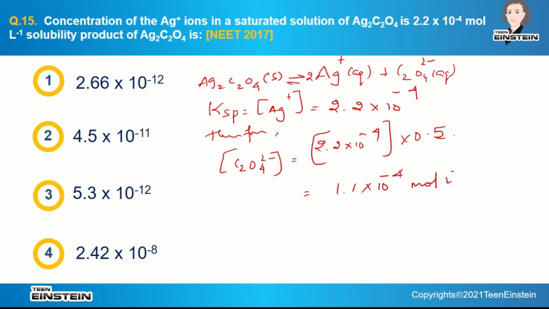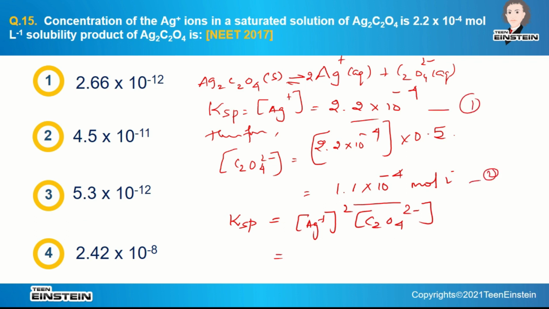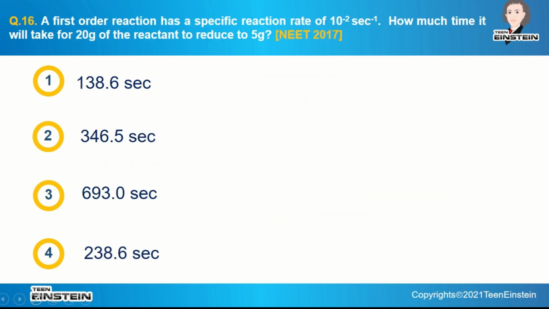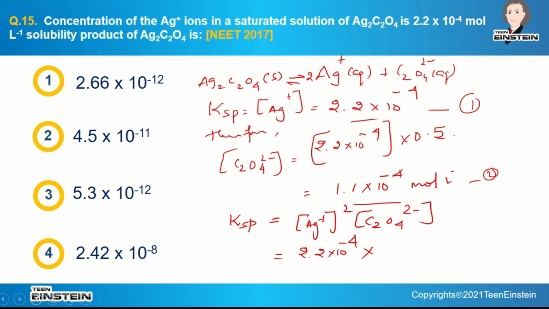So next we want to substitute these two values in the equilibrium concentration equation, that is [Ag+]² [C2O4²⁻]. So substitute these values. The concentration of Ag+ is 2.2 × 10^-4, multiplied by the concentration of C2O4²⁻, which is 1.1 × 10^-4.